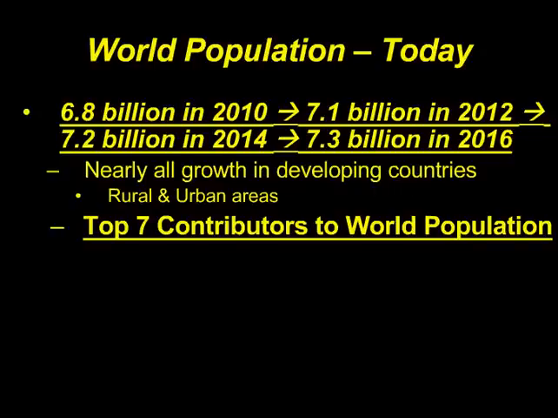Population, 6.8 billion in 2010, and it's only going to get higher over time. And so we see most of this growth is happening in developing countries in their rural and urban areas. And so if we look at the top 7 countries as far as contributors to overall world population, who has the biggest impact? India and China for sure.